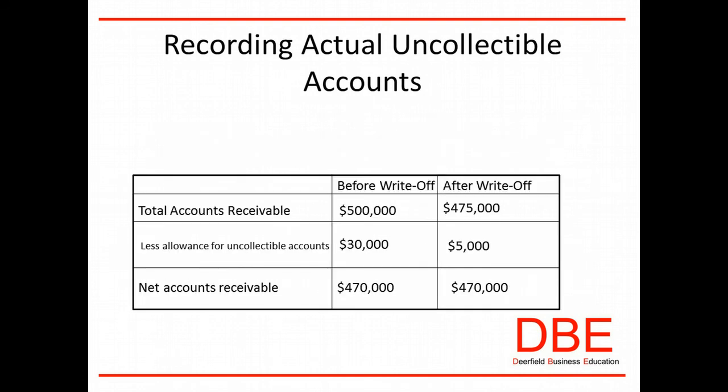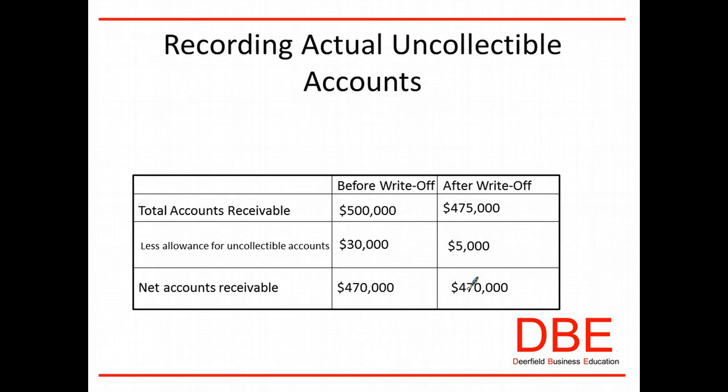Notice we're not touching anything on the income statement because we've already reflected that loss on the prior year's income statement. So at the end of the day, before the write-off, we had AR of 500, less allowance of 30, so net AR was 470. After the write-off, we just lowered the accounts receivable by 25, so that gets us to 475. And then we took 25 out of the less allowance account, so that gets us to 5. And so the net amount here, 475 minus the 5, gives us 470.